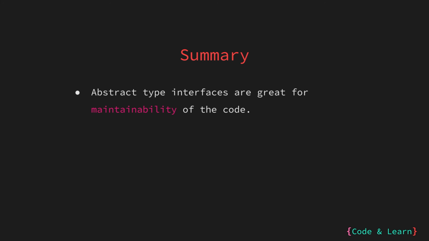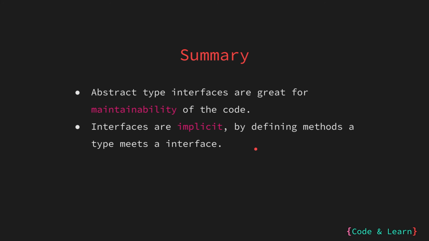That's it for the lesson. Let's now summarize everything we have learned in this lesson. First, we went over how interfaces are abstract types which only specify the functionality and not how the functionality is implemented. It leads to very maintainable code. We also saw that interfaces are implicit. By defining a method, a type meets an interface. You don't have to explicitly say that your type is implementing an interface.